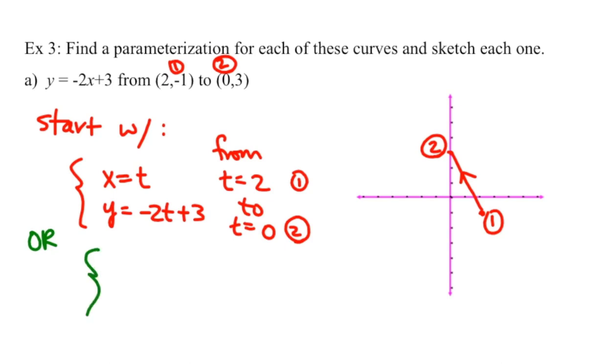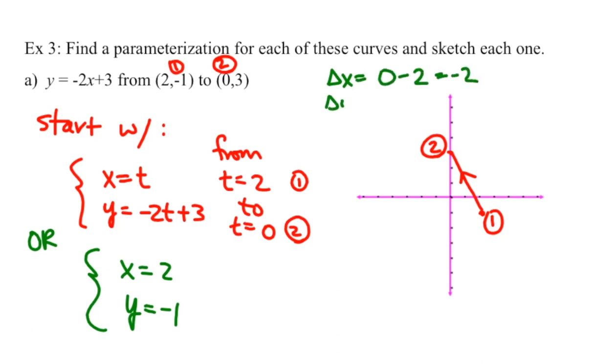So one way I like to start these kind of lines is to say, well, what point do I want to start at? I want to start at the point 2, -1. So we'll fill that in for x and y. And then I want to move toward 0, 3. Now, if you look at the change in x, so delta x to end at 0 and start at 2 would be -2. And delta y to end at 3 and start at -1 would be a change of +4. So to go from point 1 to point 2, x moves -2 and y moves 4.